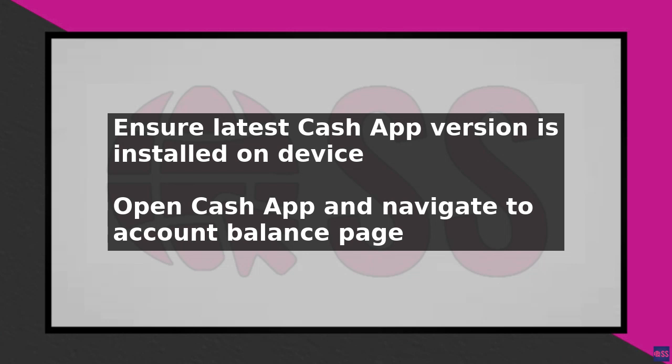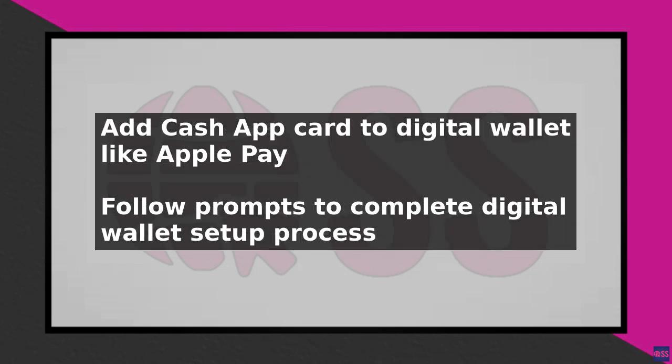This will take you to a page where you can access your Cash Card details, including the card number, expiration date, and security code. To use your Cash App card without the physical card, you can add it to a digital wallet such as Apple Pay, Google Pay, or Samsung Pay. To do this, select the Add to Digital Wallet option from the Cash Card tab. Follow the prompts to complete the setup process.